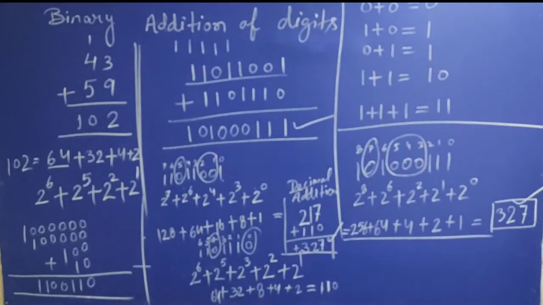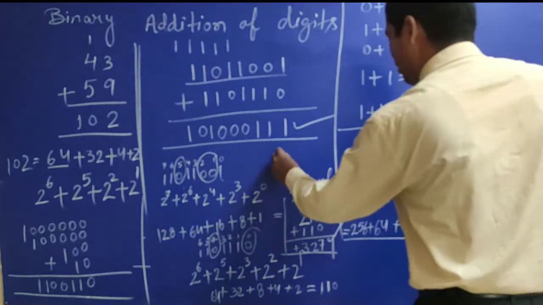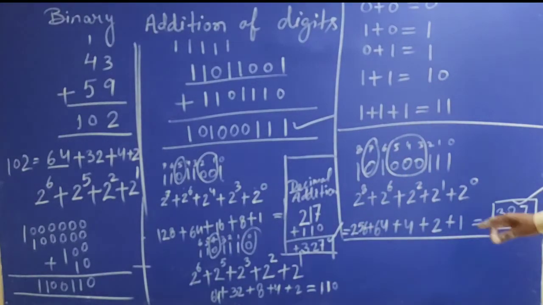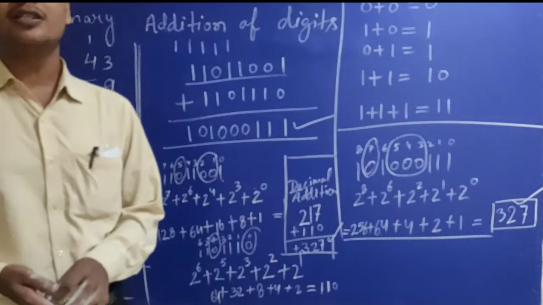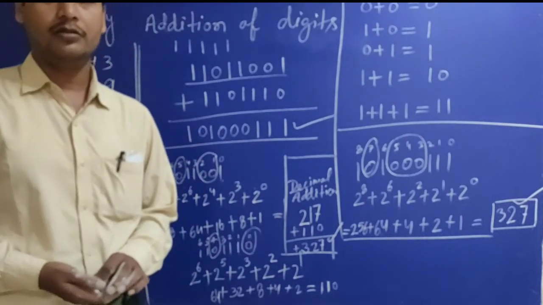So the process is long, but you can easily understand how these numbers are calculated and that the value is correct. So in this way you can add binary digits, you can learn the binary addition method.